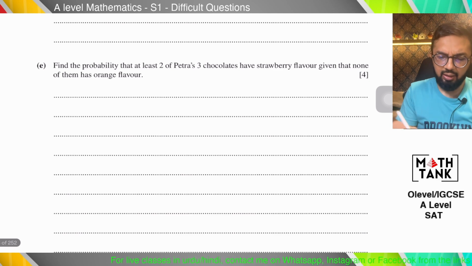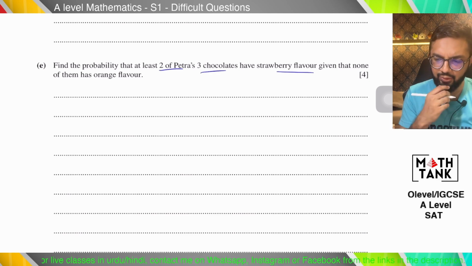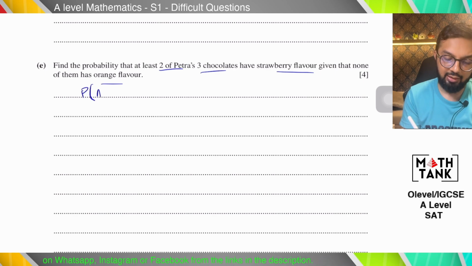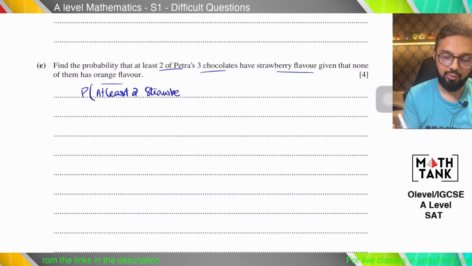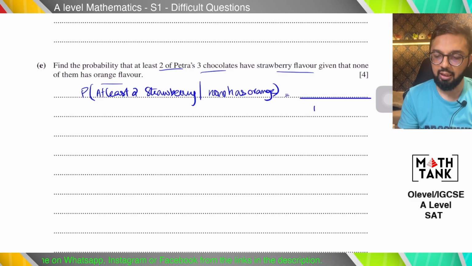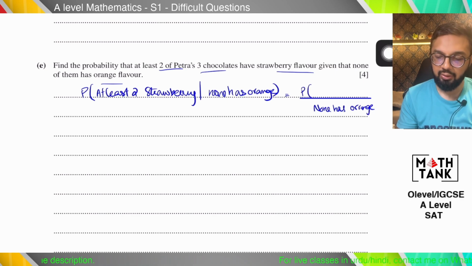Find the probability that at least two of Petra's three chocolates has strawberry flavor given that none of them has an orange flavor. So at least two strawberry. Okay, this question could have been done with the tree diagram as well. Given none has orange. So what I can say now is that the denominator will be none has orange. Okay, and the numerator will be at least two strawberries.